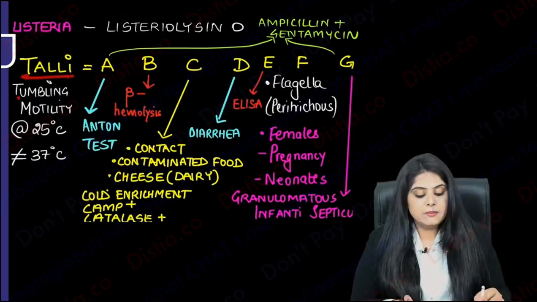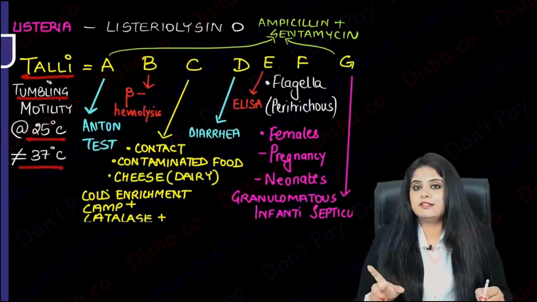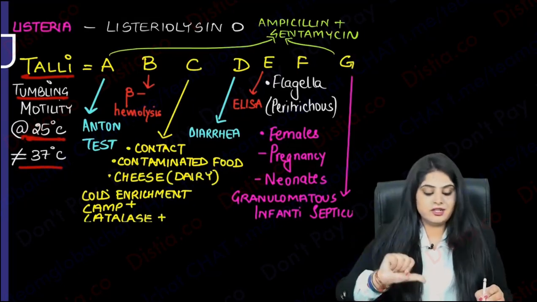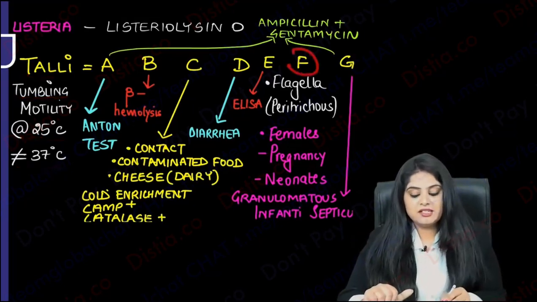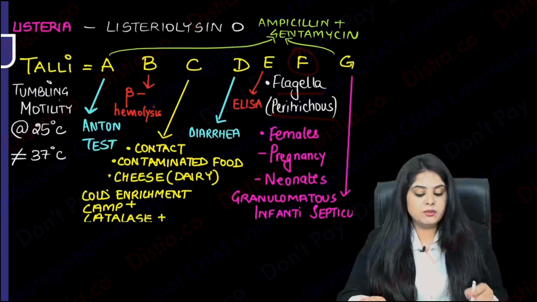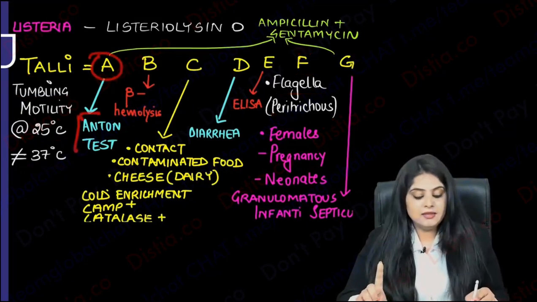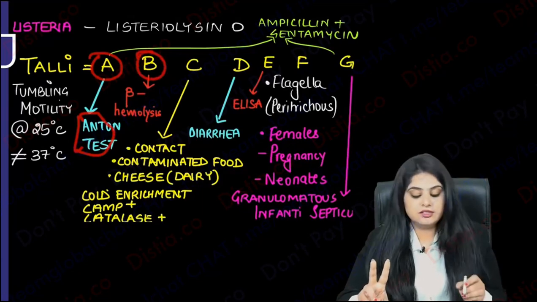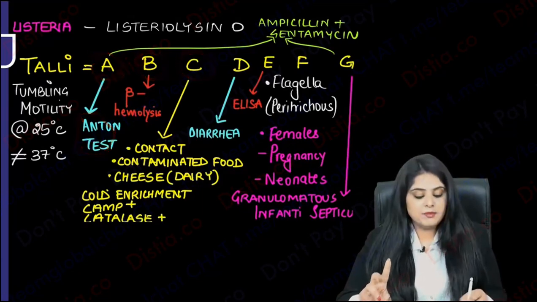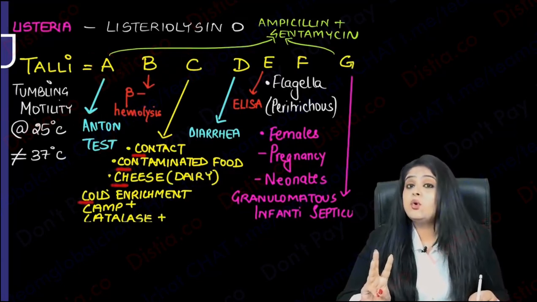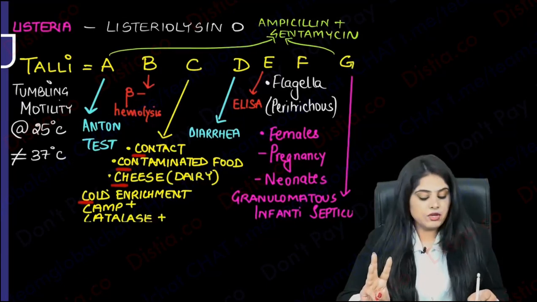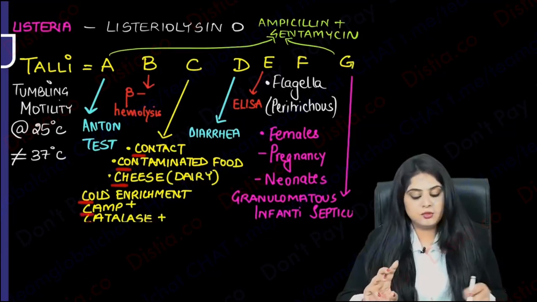Yes. So Tully: tumbling at 25 degrees, not at 37 degrees. Why? Because peritrichous flagella are formed. A for the Anton test, that animal test. B for beta hemolysis. C for what all? How does it happen? Contact with animals, contaminated food, cheese, especially the cold temperature 4 degree story, very important. CAMP test positive, catalase positive.